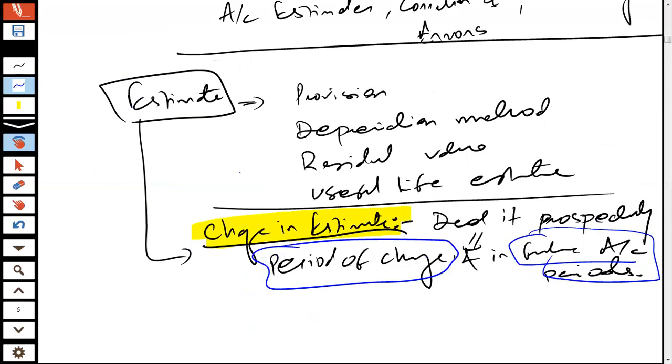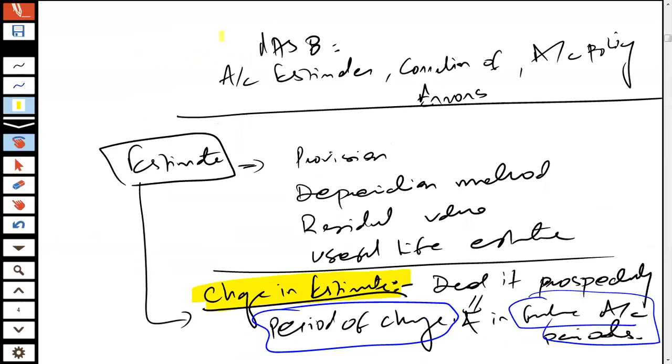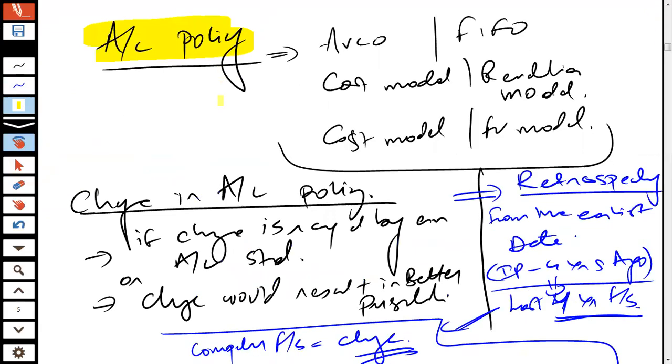So basically, this is all about IAS 8, which covers accounting estimates, the correction of errors, and the changes in accounting policy, and we've actually covered it.